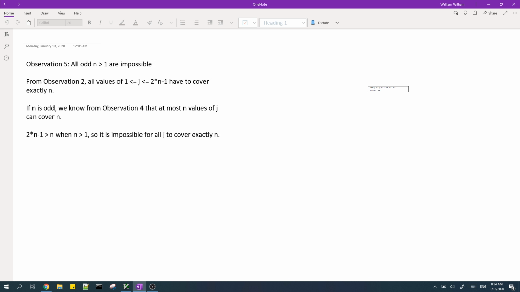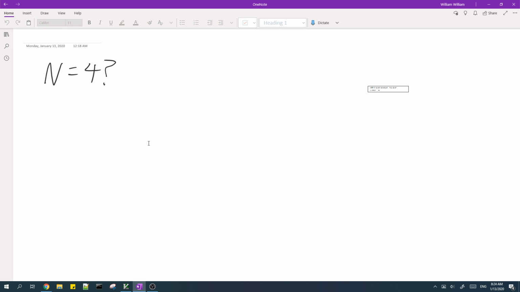And this leads us to observation 5, which is that all odd n greater than 1 are impossible. So from observation 2, we know that all values of j from 1 to 2n minus 1 have to cover exactly n main diagonal elements. If n is odd, we know from observation 4 that at most n values of j can cover n. And 2n minus 1 is greater than n whenever n is greater than 1. So it is impossible for all j to cover exactly n main diagonal elements whenever n is odd and greater than 1. So now we know that all odd n are impossible.